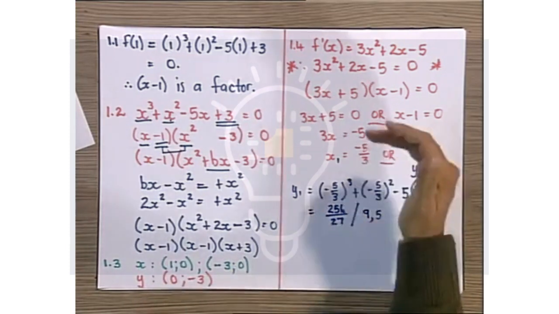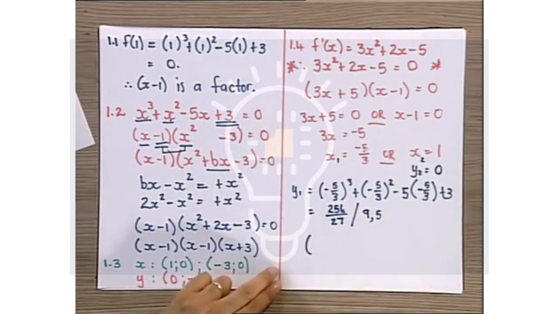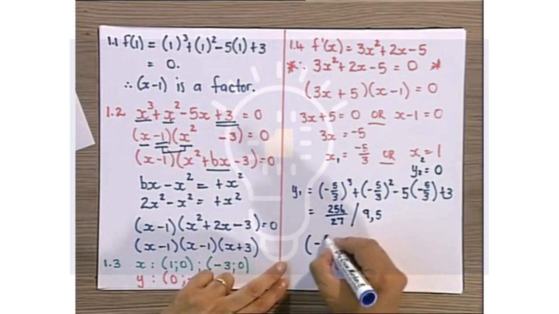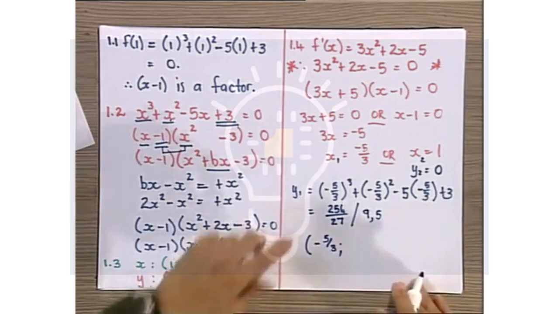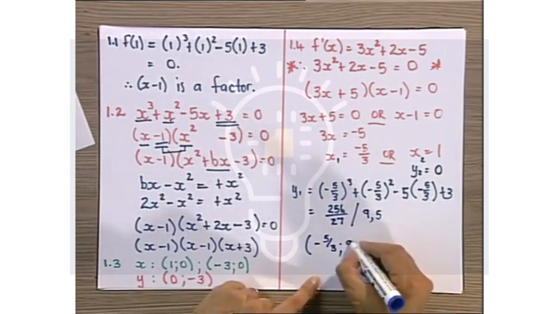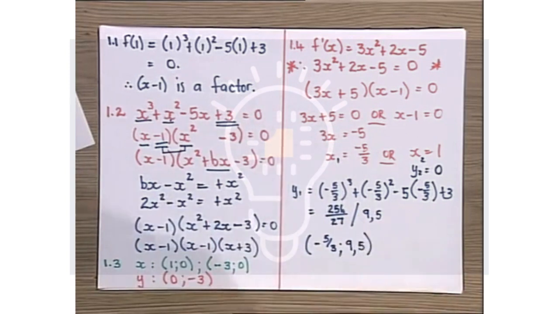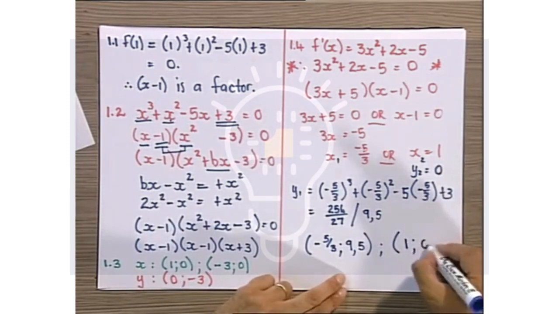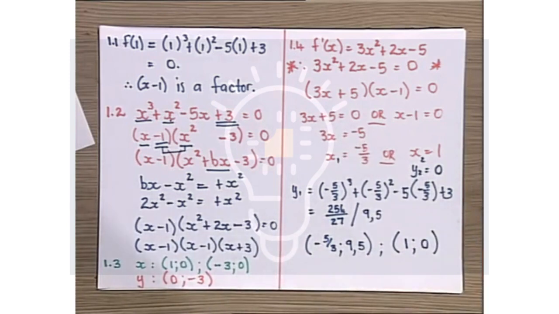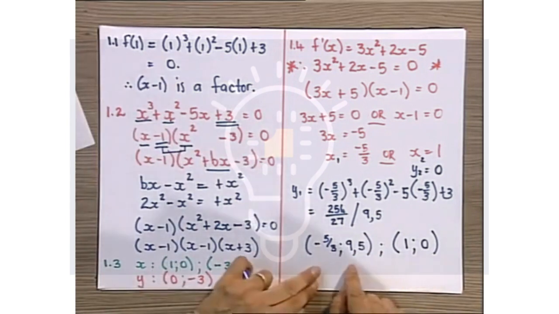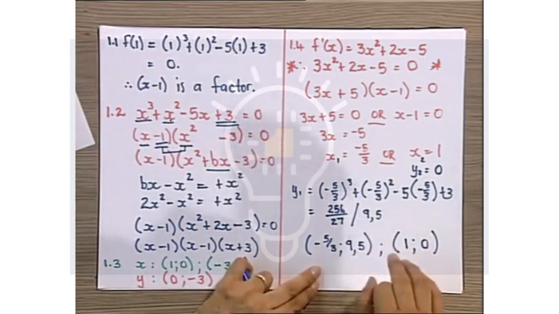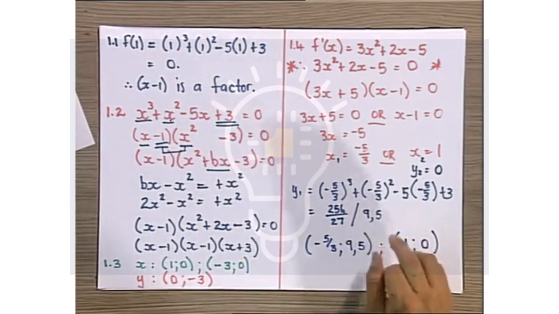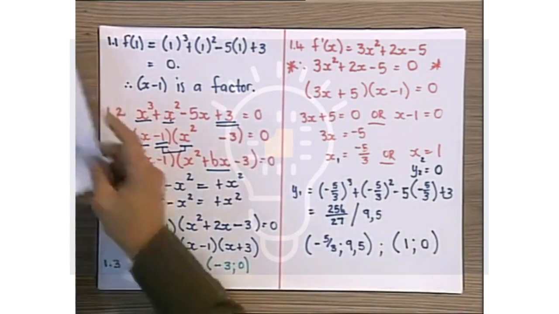Right? So now we have our turning point. For x equals minus 5 over 3, remember if we substitute in there, our corresponding y value is 9,5. Happy? And then for x equals 1, my corresponding y value is equal to 0. So be a bit careful. You can see it's a bit of a challenge, but if you have your calculator, it can assist you. Right?